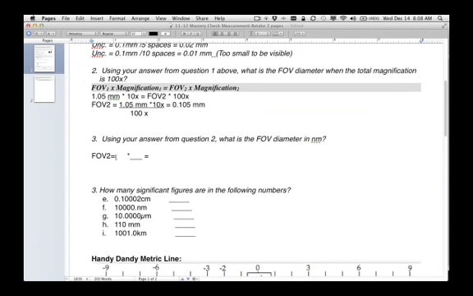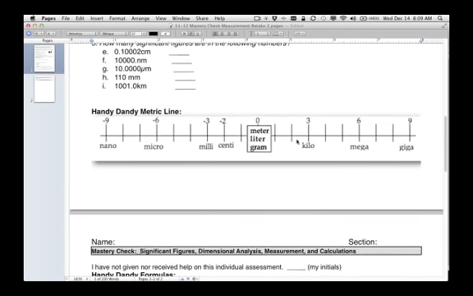Now, what we want to do for number 3 is using our answer from the previous question, we want to know the field of view diameter in nanometers. So we have to go back down to our handy dandy metric line down here. Notice milli is represented by the 10 to the negative third. Nano is represented by 10 to the negative ninth.